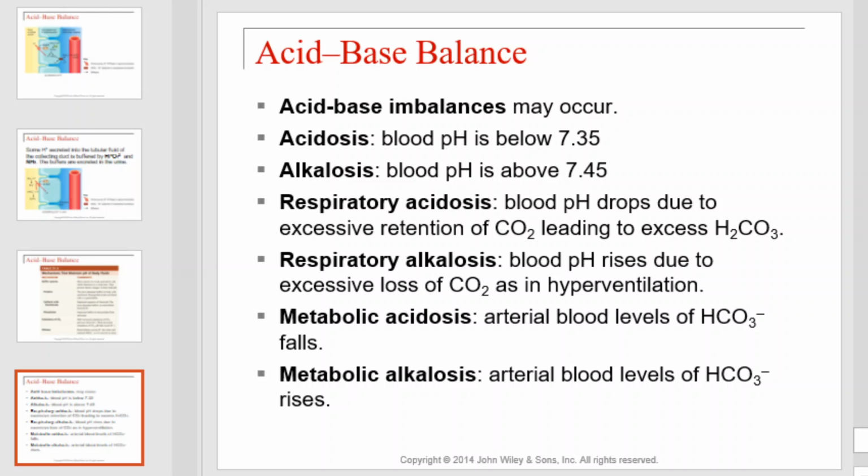Respiratory acidosis is a condition brought on by blood pH dropping due to the excessive retention of carbon dioxide, leading to an excess of carbonic acid. Respiratory alkalosis is a condition brought on by the blood pH rising due to excessive loss of CO2, as in hyperventilation. Metabolic acidosis is a condition brought on by arterial blood levels of HCO3 falling, and metabolic alkalosis is brought on by arterial blood levels of HCO3 rising.